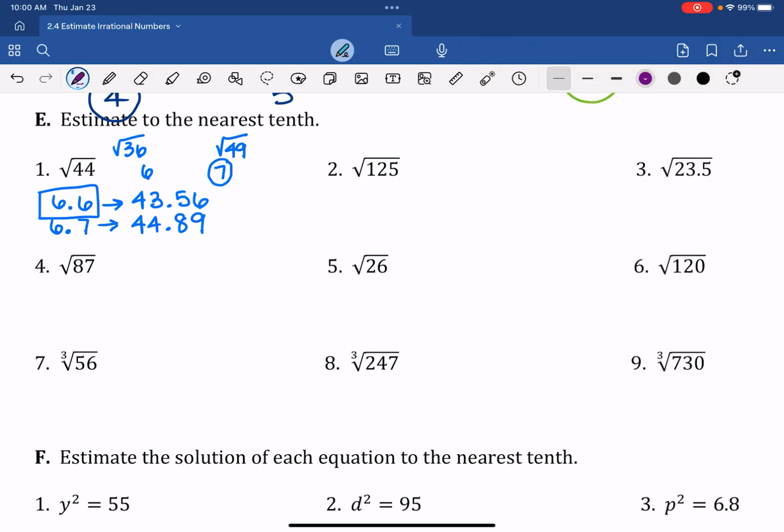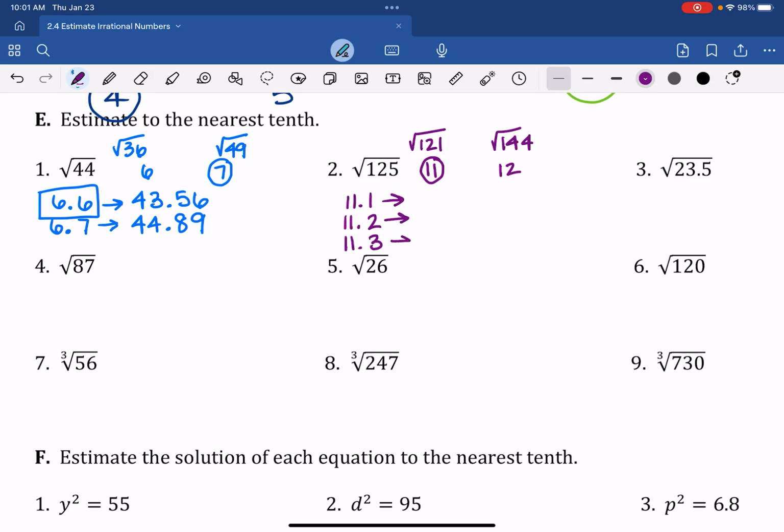So I know that that's in between the square root of 121 and the square root of 144, which means my decimal will be in between 11 and 12, but it is closer to 11. 125 is closer to 121. So I know that my decimal is going to be in between 11 and 12, but closer to 11. So I'm going to try like 11.1, 11.2, 11.3. Let's just see what we get there.